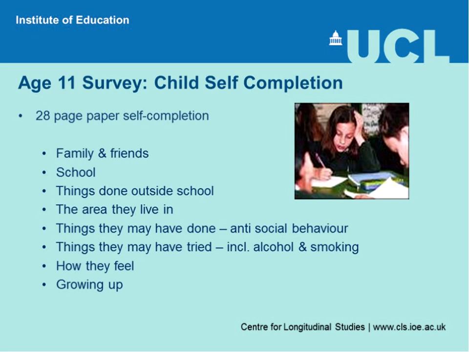We asked them some questions about the area they lived in, how they felt about it, and then we asked them quite a lot of questions about things that they may have done, which included some questions on elements of antisocial behaviour, and things that they may have started trying, including alcohol and smoking. And we also asked them a lot of questions about how they felt, which included self-esteem, some questions on their mental health, and also about how they saw themselves growing up, including some of their attitudes to growing up, what they would like to be, and what they would like to have achieved by the time they were 30.